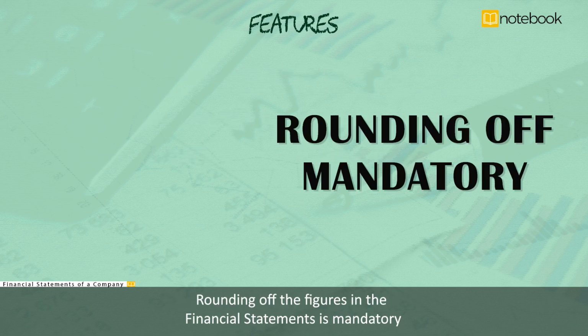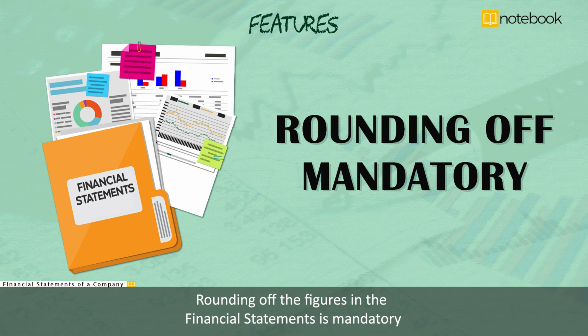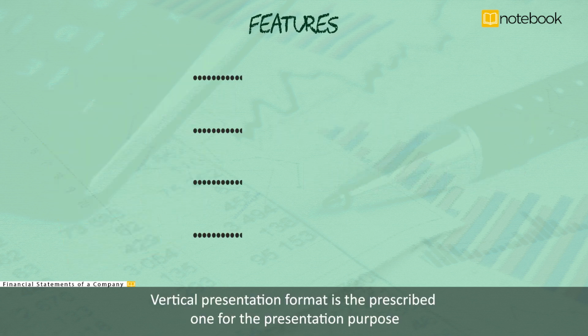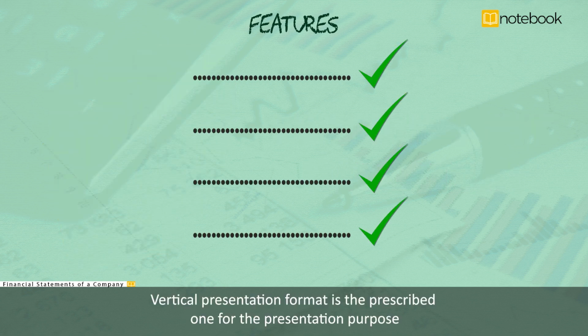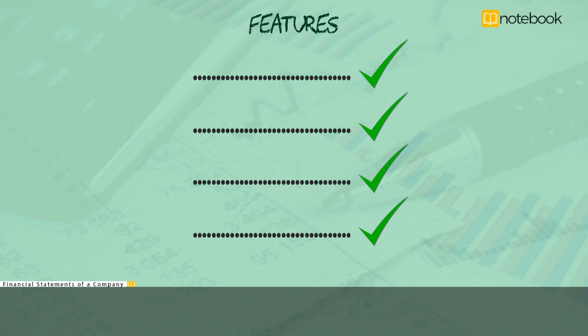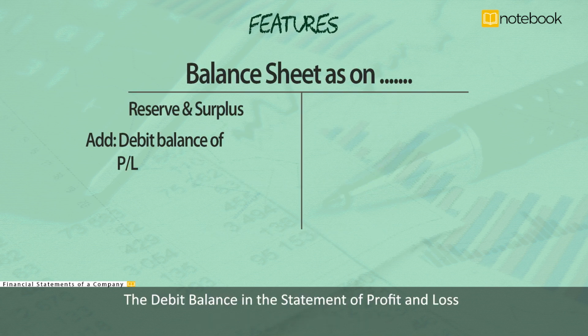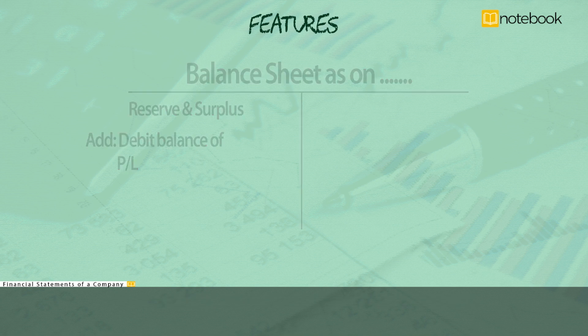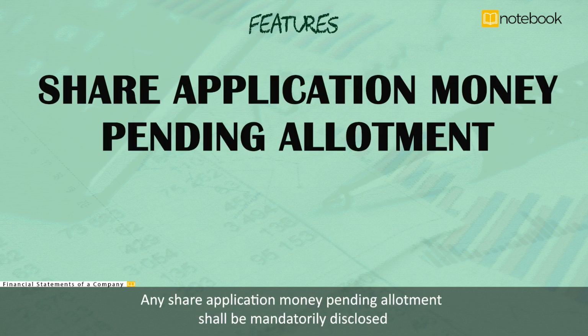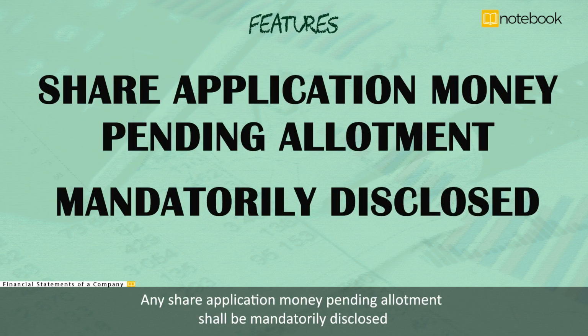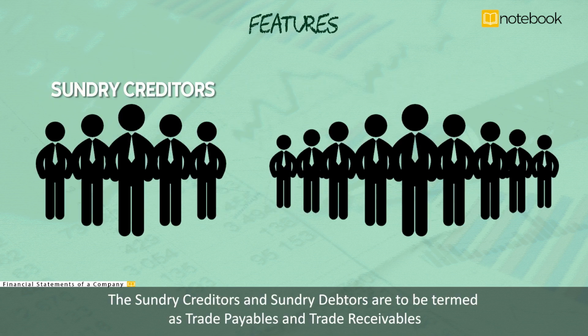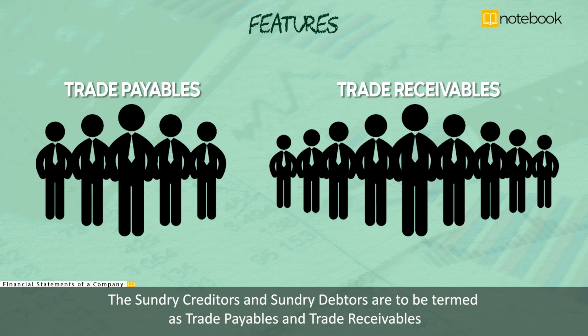Rounding off the figures in the financial statements is mandatory. Vertical presentation format is the prescribed one for the presentation purpose. The debit balance in the statement of profit and loss is to be reflected in the liability side only as a negative balance under the head reserves and surplus. Any share application money pending allotment should be mandatorily disclosed. The sundry creditors and sundry debtors are to be termed as trade payables and trade receivables.